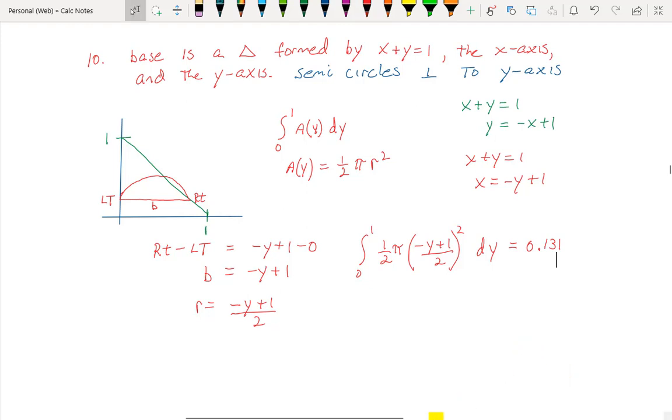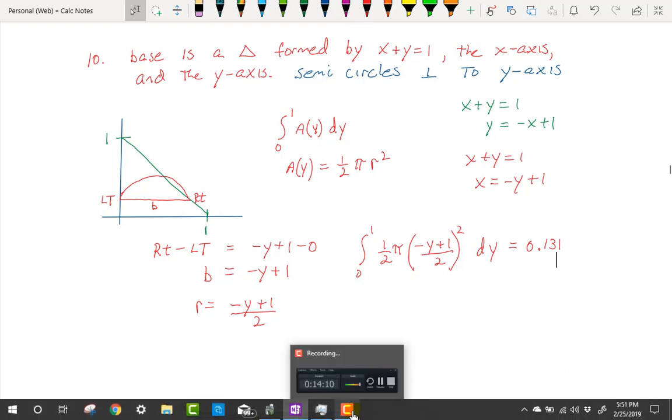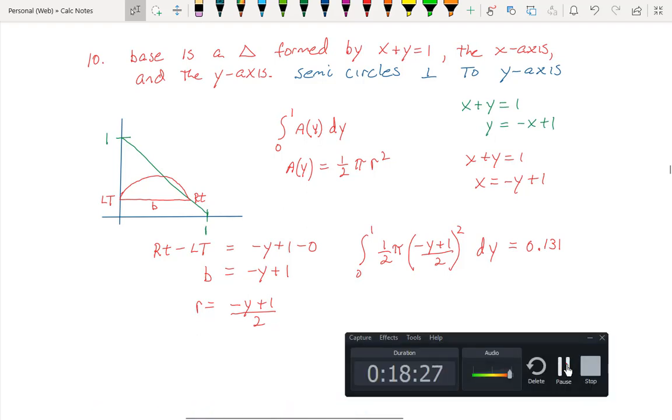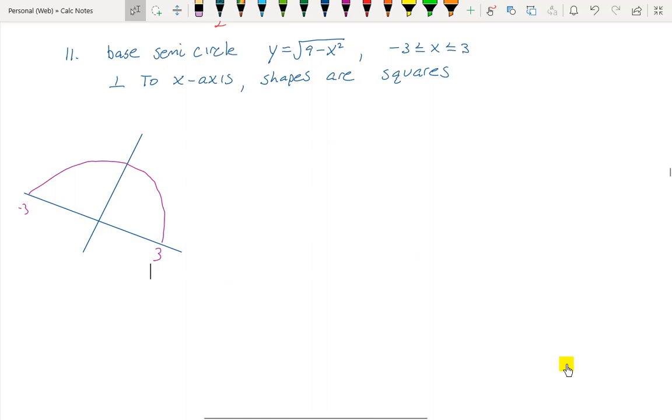Okay, all right, so there's number 10. Let me set up the next one. Okay, so here's our picture set up on this one. The base is a semicircle this time. It's given by the equation y equals the square root of 9 minus x squared, so that's the upper half of a circle. It wouldn't really matter if you use the lower half on this one. Our limits are negative 3 to 3. Again, that's the radius of that circle. We're going perpendicular to the x-axis, so I'm going to be this direction here.